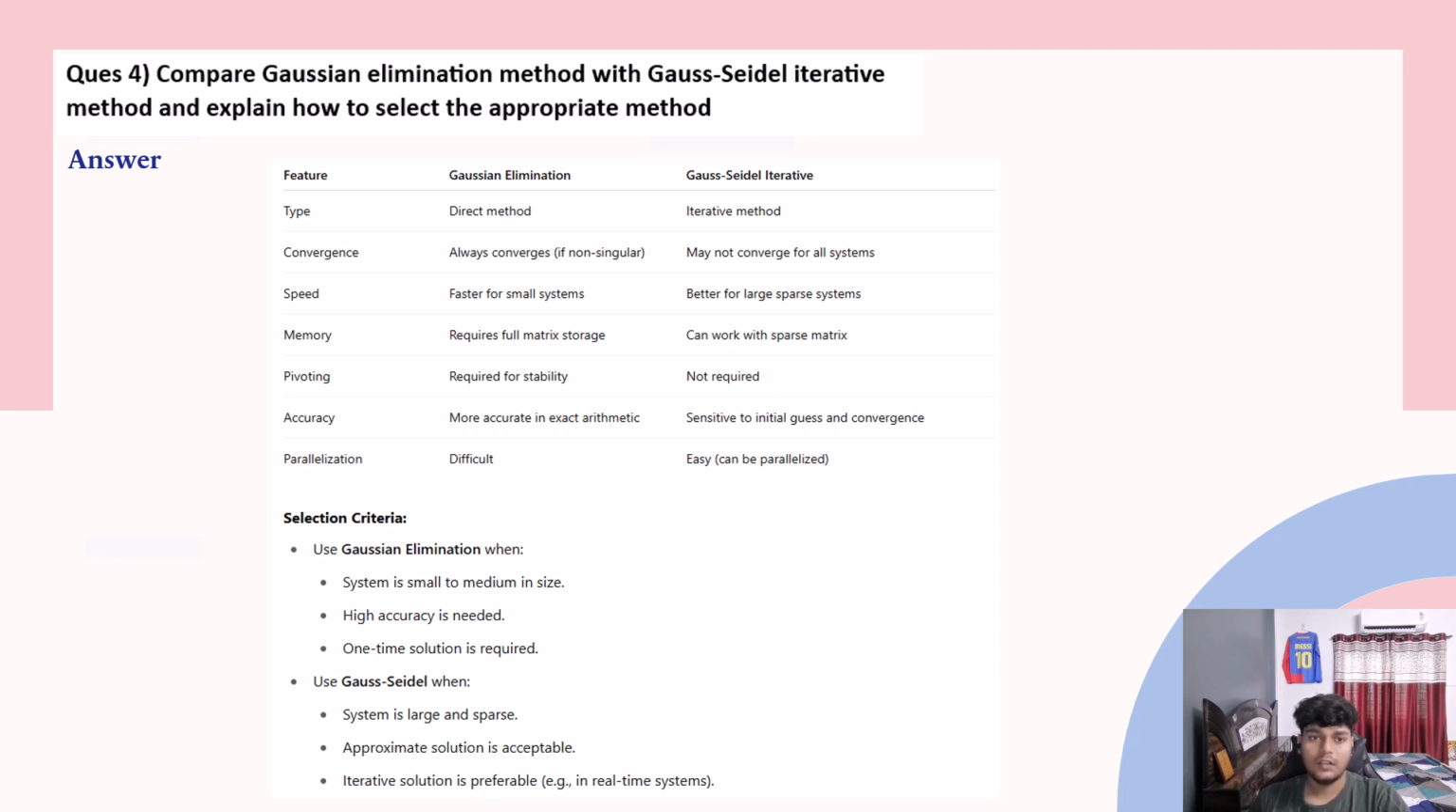The iteration continues until the change between successive iterations is below a tolerance or the maximum number of iterations is reached. The complexity per iteration is O(n^2), but the method excels for large sparse systems. Gauss-Seidel is widely used in applications like solving partial differential equations, such as in heat transfer simulation. My slides include the convergence example also.